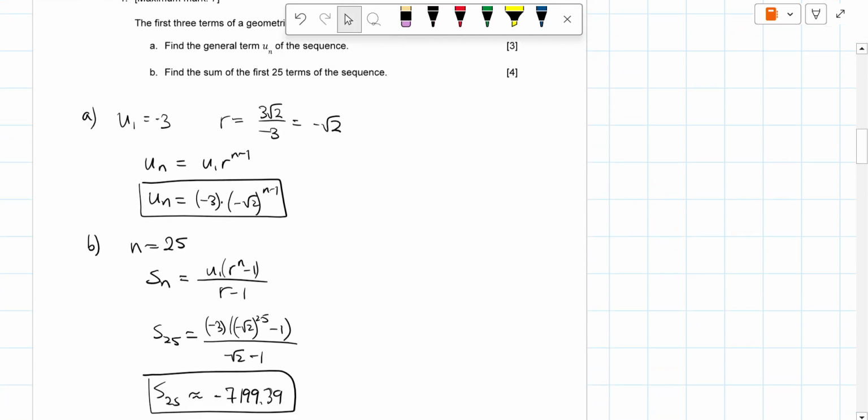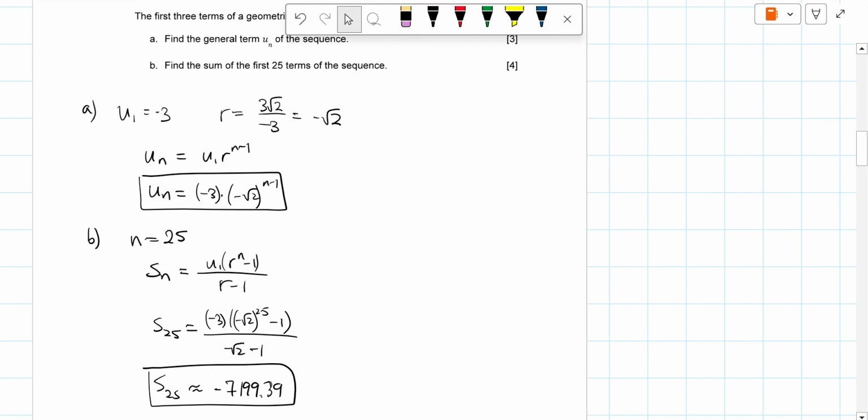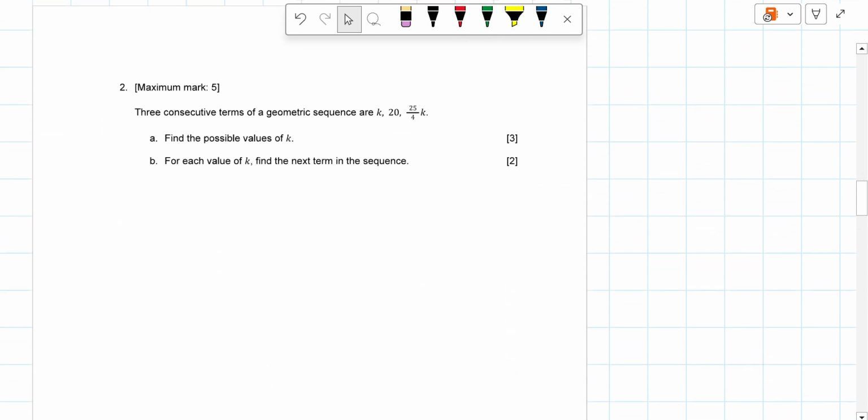Right, moving on. Three consecutive terms of a geometric sequence are k, 20, and 25/4 times k. Find the possible values of k. Well, the first thing that we know about the geometric sequence is that there must be a common ratio. I can find the common ratio by finding the ratio between two consecutive terms. So it's going to be 20 over k. That's one way to find it, but we also know that because it's common, it's also equivalent to (25/4)k divided by 20.